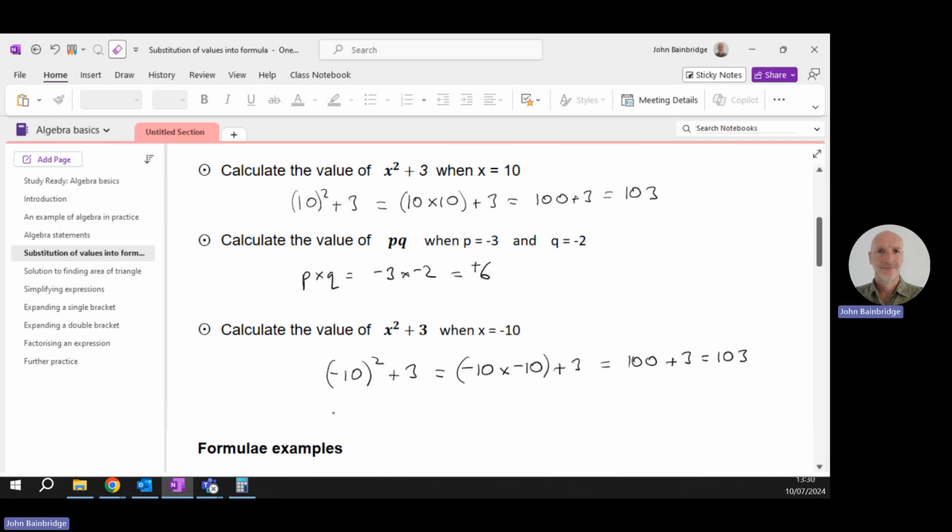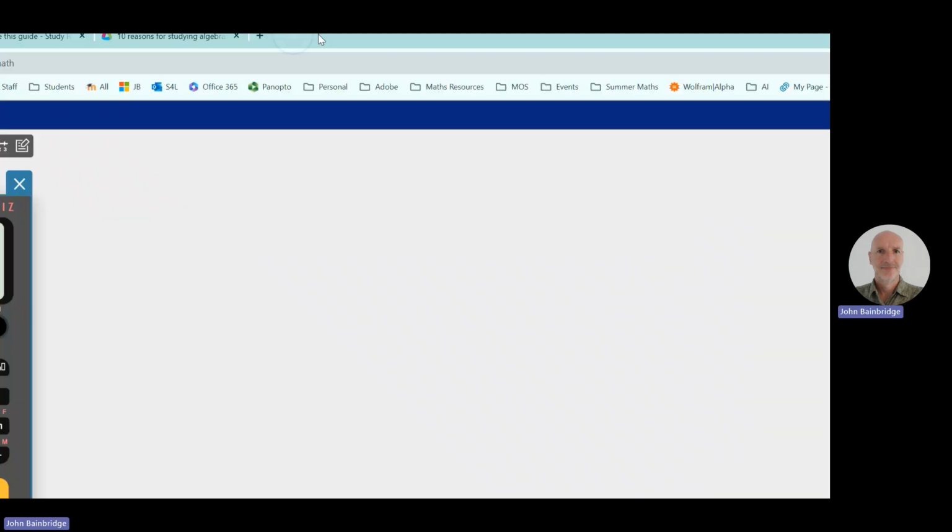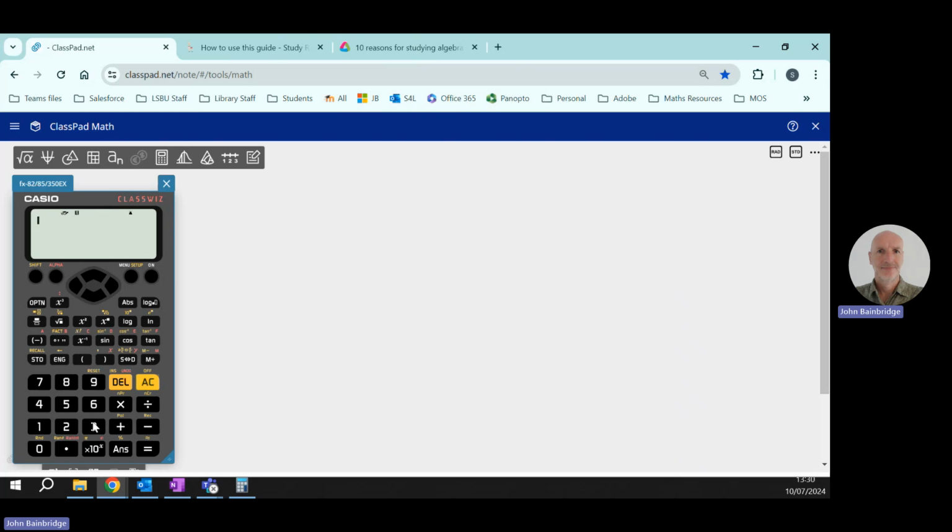I just have put this example in because people often make the mistake, when they're putting it into the calculator, of putting minus 10 and then using the square button, so it's squared, and when we've added 3, you see it comes to minus 97. It's given us the wrong answer. So what the calculator's done, it's done 10 times 10 first of all, which is 100, then made it a minus. So it's minus 100 plus 3, and minus 100 plus 3 is minus 97.